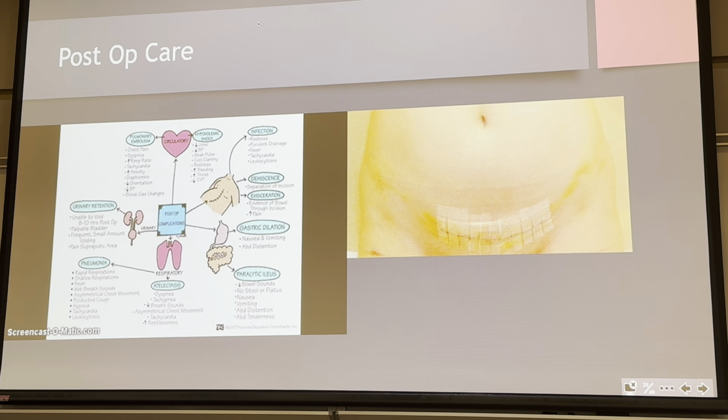For your post-op care, I did go ahead and put this in there. That's gonna be your post-op complications. I'm not gonna ask you that on this test, but it is a good review, so you have it as a frame of reference. She, however, did beautifully. That is her incision. It looks fantastic. She stays with us for a couple days and she goes home and recovers without any issue.